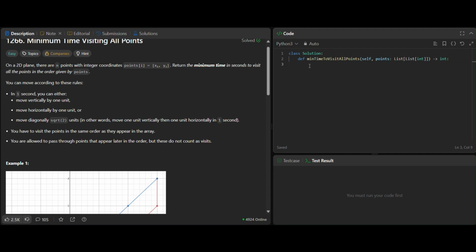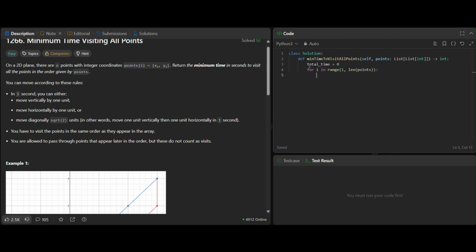We define a class called Solution. Inside it, we define a function named minTimeToVisitAllPoints, which takes a list of points as input and returns an integer. We start by initializing total time to 0. Then, we loop from index 1 to the end of the points list. For each step, we take 2 consecutive points. The previous point gives us x1 and y1, and the current point gives us x2 and y2.